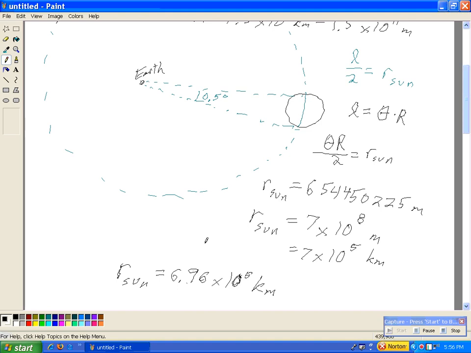Why is this 7 and this 6.96? Or why did we get 6.5 times 10 to the 8 meters? Remember that they said that the angle was about 0.5 degrees, so that was partly off, and the distance was also kind of rounded up. So that's it.